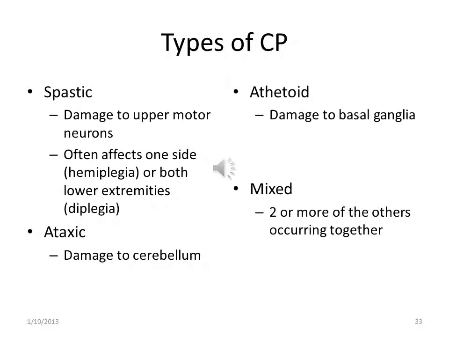It is also possible to have damage strictly to the cerebellum. That would cause ataxic cerebral palsy, or damage to the basal ganglia, which causes athetoid cerebral palsy. This is characterized by uncontrolled writhing movement that the patient cannot inhibit. If more than one type of CP is found in the same person, so for example, if somebody had both spastic and ataxic cerebral palsy, that would officially be known as mixed. Notice that all 4 of these are based on the motor disorder, regardless of what other kinds of visual or cognitive or other types of deficits might occur in the patient.